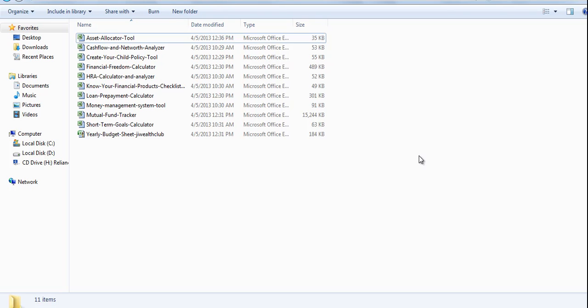Of the calculators which we call advanced calculators. These are not the basic calculators which all the investors need on a regular basis. These are a little different tools which will help you in your financial life in a different way. So let's start looking at the first one, which we call the asset allocator tool.